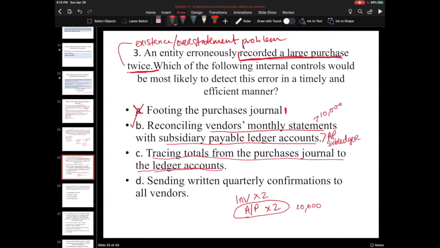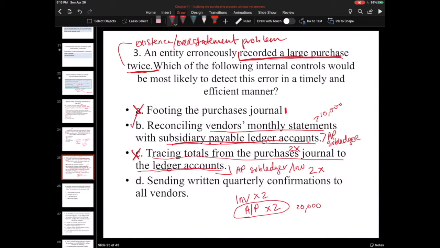So since this ledger accounts is coming right after subsidiary payable ledger, I'm going to assume this is referring to the AP subledger again, or to inventory, or whatever accounts that I recorded the purchase to. And the problem here is if I recorded the purchase twice, presumably it is in the purchases journal twice, and it is in the ledger accounts twice, right? So comparing the totals from the purchases journal to the totals in the ledger won't really help me because they should match, right? They'll both be wrong, but they'll both match one another. So C should not help me.